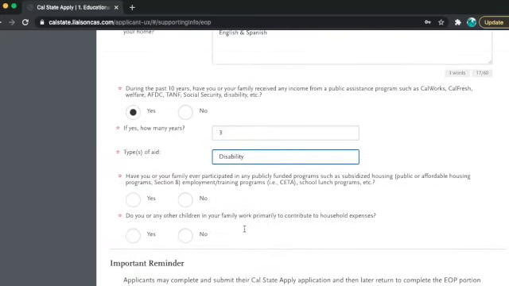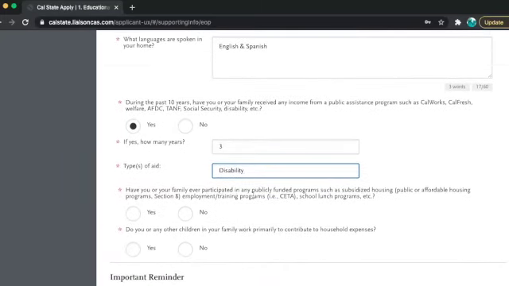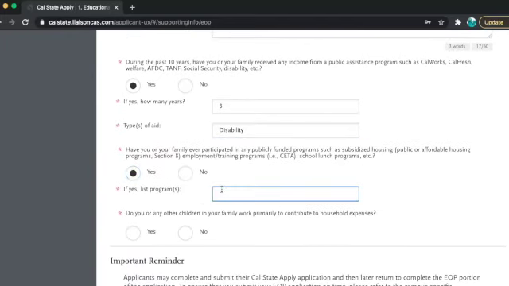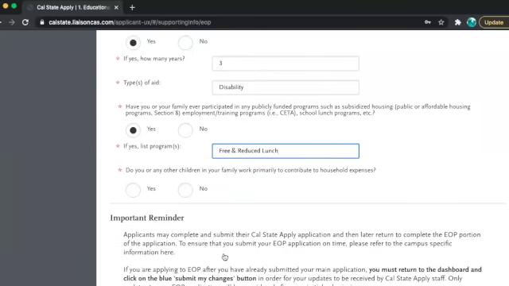And then have you or your family ever participated in any publicly funded programs such as subsidized housing, like Section 8, employment training programs, or school lunch programs? Well, I get free and reduced lunch, so I'm going to click yes, and I'm going to put free and reduced lunch. Okay. Do you or any other children in your family work primarily to contribute to household expenses?